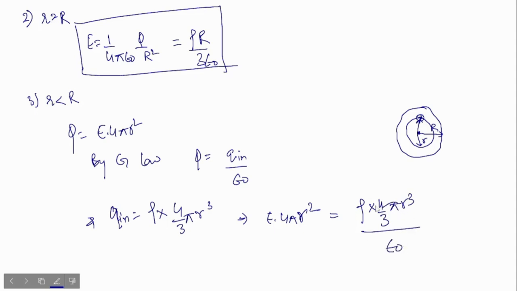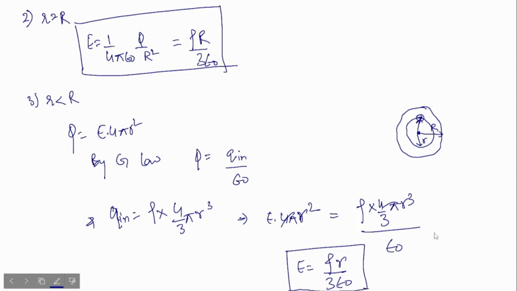So 4π gets cancelled out, and if you shift it there, you will get E equals ρr upon 3ε₀. This is our electric field inside the solid non-conducting sphere, at the points we have found it. You can also substitute this ρ.